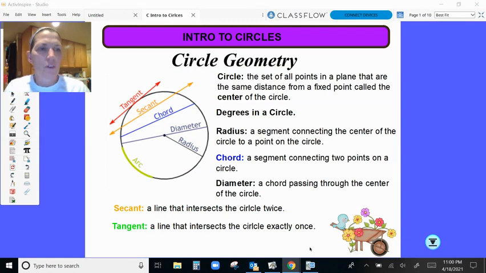Hello, everybody. Welcome back. We're going to do a little circle geometry review before we dive into 10.1. Okay. And so just a few vocabulary review and area and circumference review.